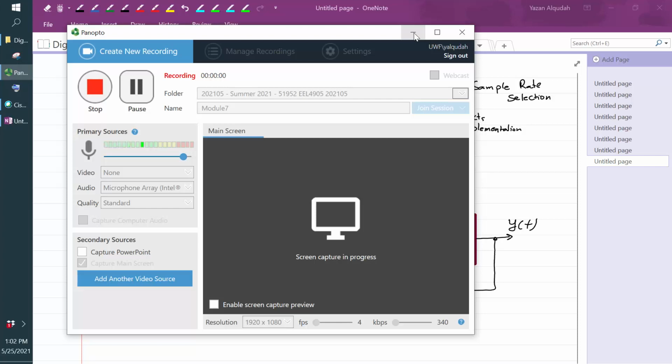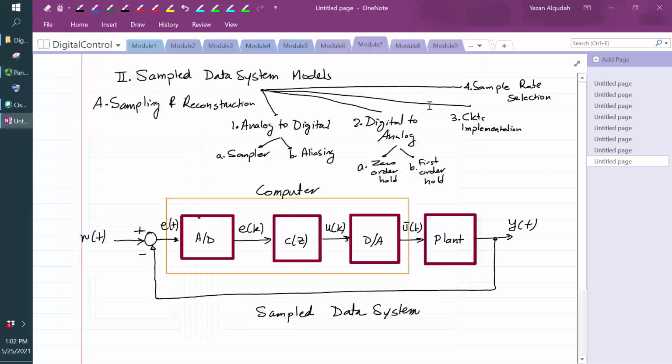Okay, hi everybody. Now we're going to start a new topic in this module, module 7, which is the sample data system models. Now that we have reviewed the continuous systems models, we're going to move on to looking at the discrete and the sample data models.